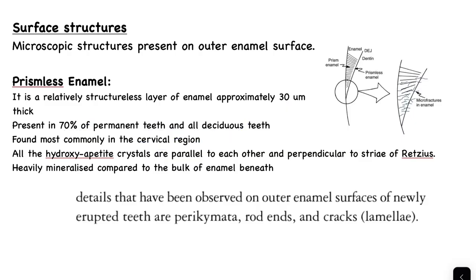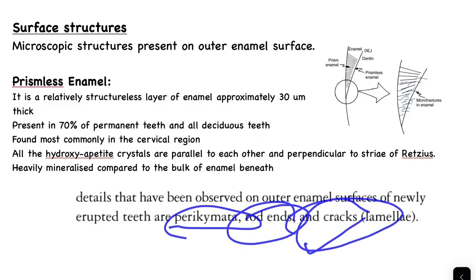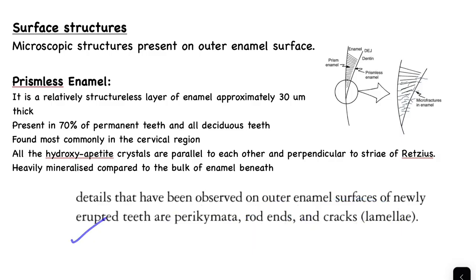The hydroxyapatite crystals are parallel to each other and perpendicular to the striae of Retzius. This is the regular way of arrangement of hydroxyapatite crystals: if this is the striae of Retzius, they will be perpendicular to the striae and parallel to each other. It is a heavily mineralized structure compared to the other enamel on the tooth. Other surface structures present on a newly erupted tooth are perikymata, rod ends, and cracks.